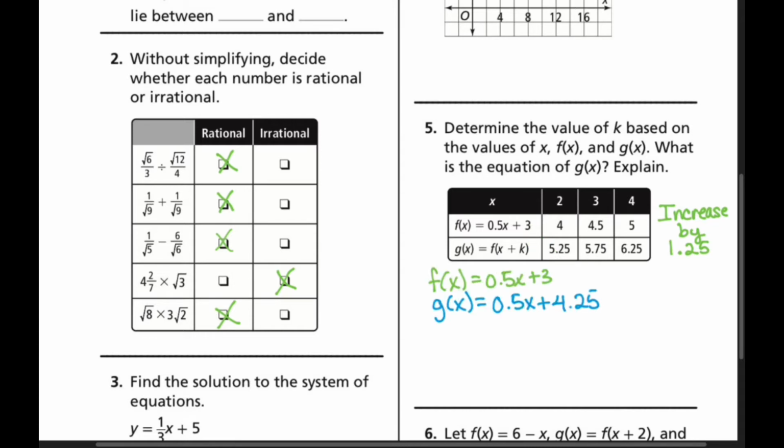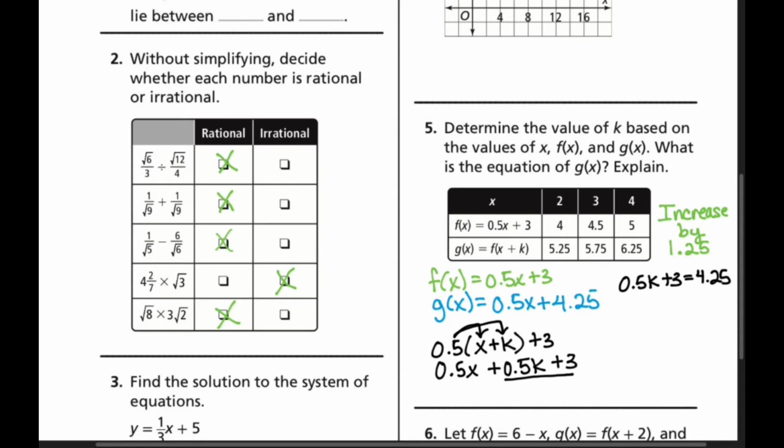So instead of it being a 3, it's going to be 4.25. And then we have to figure out what did they change about k to make it 4.25. So we're going to plug it into the original equation where x would normally be, and we're going to make it equal to the 4.25. So remember, this part, when you distribute, is going to be the 4.25. So we set that equal to 4.25, because in the end, we want it to be 0.5x plus 4.25. So I just took this out of the problem, and I'm going to set it equal to 4.25 so that I can solve it separately. So I'm going to subtract 3 and then divide by 0.5, and I get 2.5. So that means my k value is 2.5.